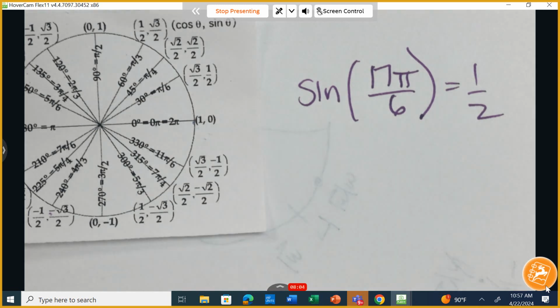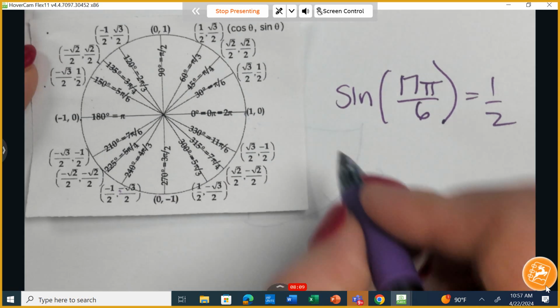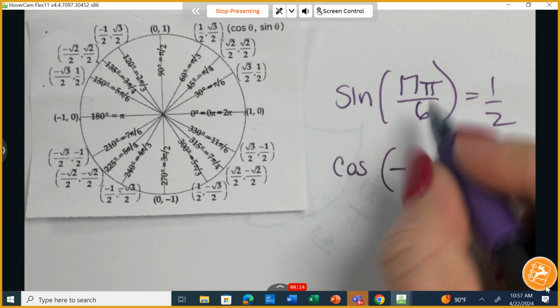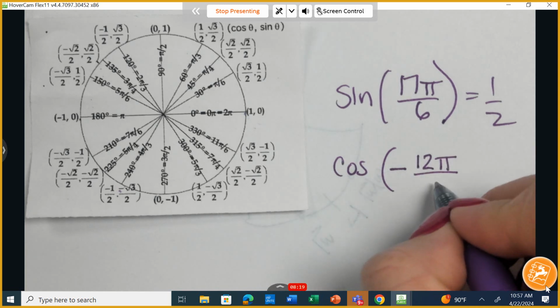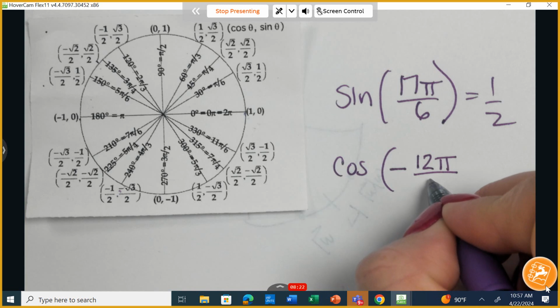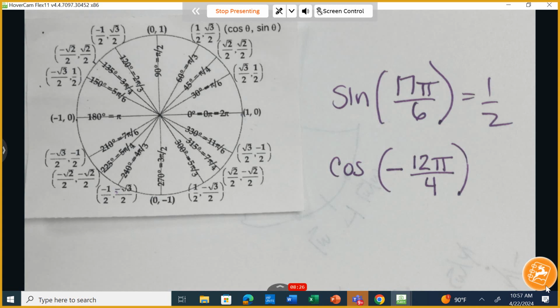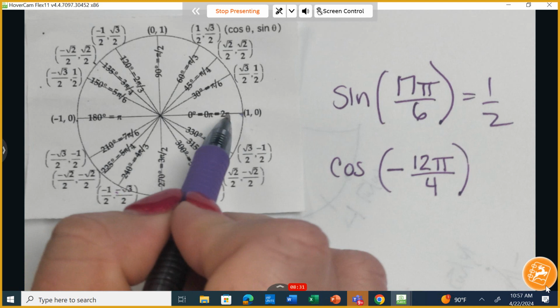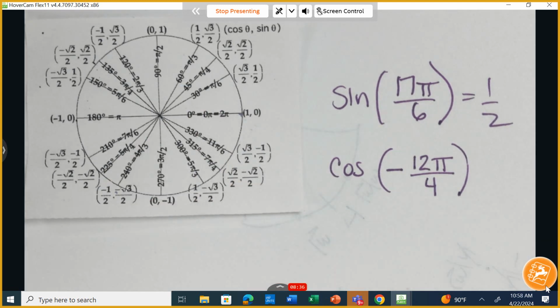Here's your next one. Are you ready? This time you are doing this with your partner and without my help. Let's see if you can figure this out. I want to know what is the cosine of negative 12 pi over 4. So when we have a 4 in the bottom, you're counting by 45 degrees. But there's a negative. Guess which way you go from the start line? Do you go up or do you go down? Okay, go with your partner. Start counting going down first, by 45-degree increments.